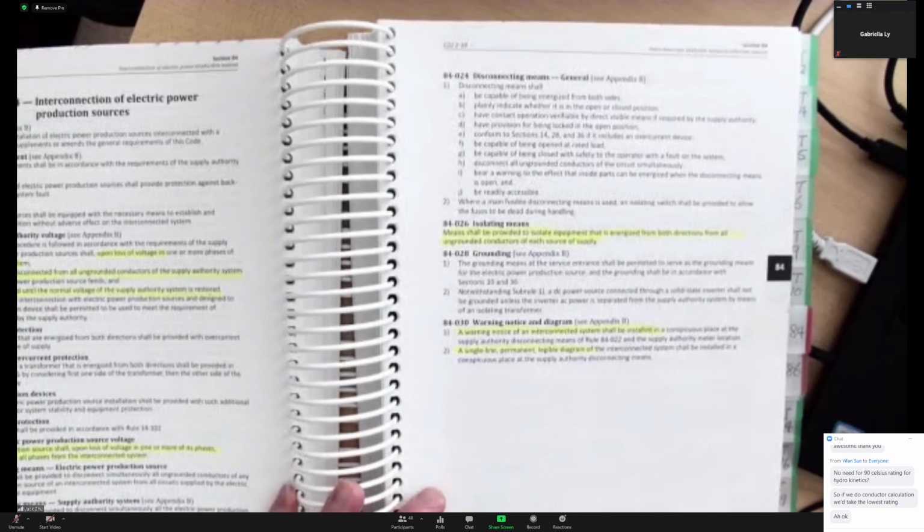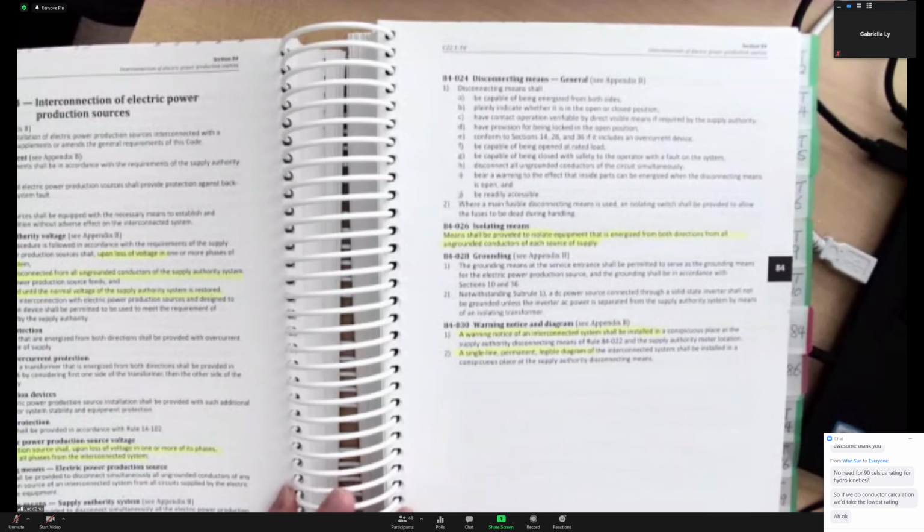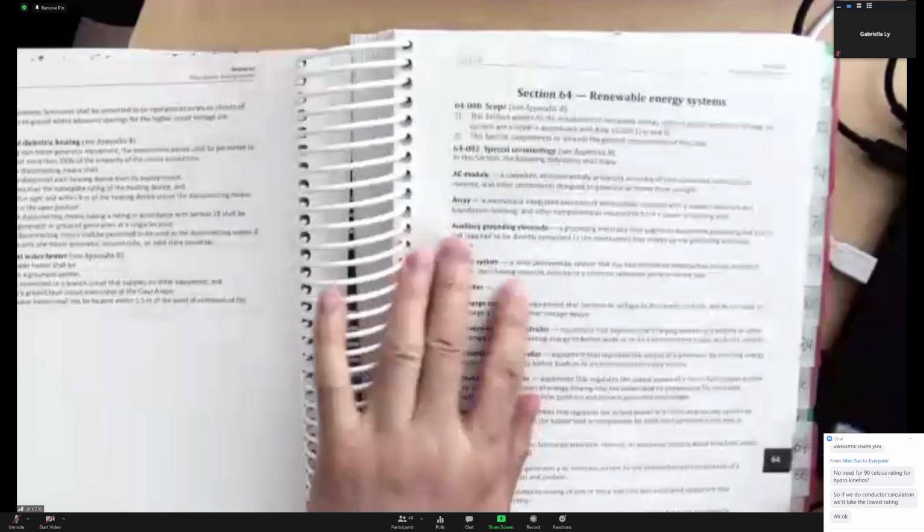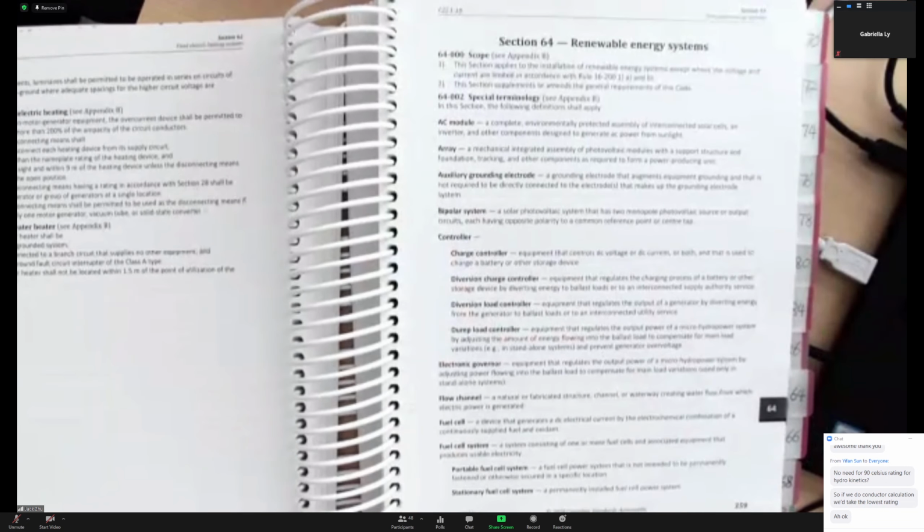Okay, so that's all the code for this renewable energy system. The main thing is section 64. And I think that's all the material I need to show you. Now it's 12:06. The rest of the time I will just leave for you if you want to study anything or you have any question.